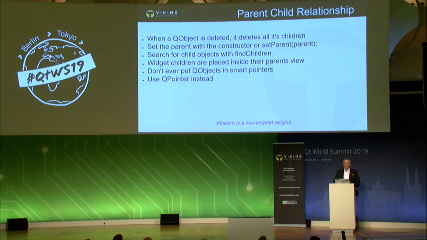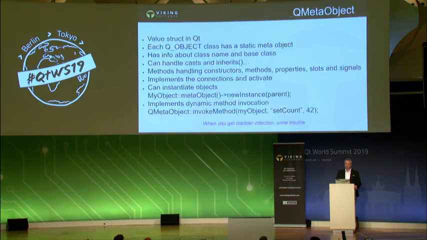But the reason you shouldn't put these in smart pointers is because if the parent is destroyed, it will kill all its children. That sounds really wrong. It will delete all of the things that you have set as child objects. And your smart pointers won't know that. So the smart pointers still think that it has an object to delete. So, don't do that.